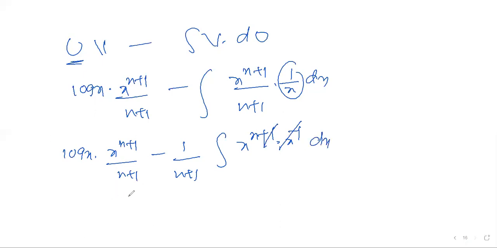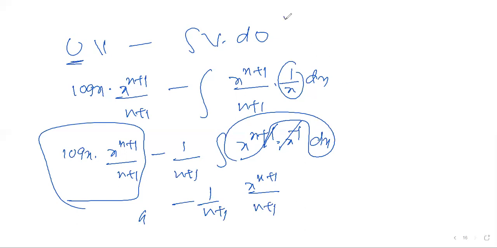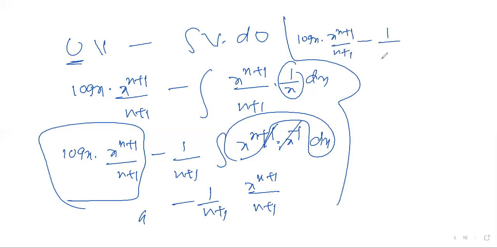So this is a step. I'll write, as usual, minus 1 by n plus 1 into integration of x power n into dx. Similarly, same x power n plus 1 by n plus 1. I'll write the final answer: log x into x power n plus 1 by n plus 1, minus 1 by n plus 1 whole square, because of the alternate term, into x power n plus 1, plus c. Answer is finished.